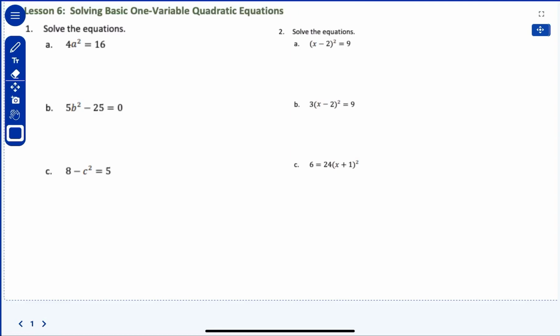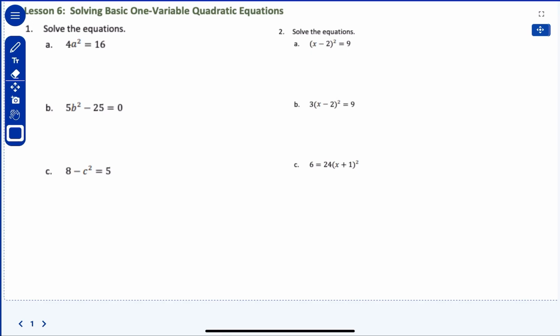All right, here we go. Algebra 1, Module 4, Lesson 6. Solving basic one variable quadratic equations. Now, that's a lot of big words. Y'all just calm down. Y'all know how to do this. Okay?